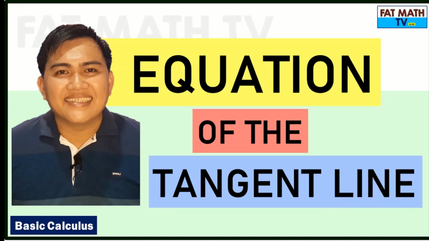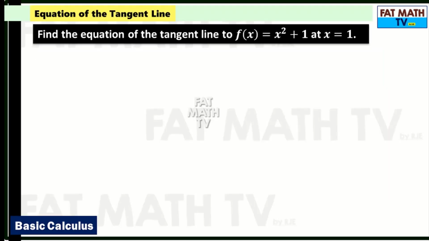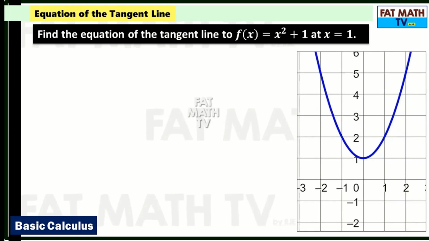Hello everyone. In this video, we will find the equation of the tangent line. For example, you are asked to find the equation of the tangent line to f of x equals x squared plus 1 at x equals 1. This is the graph of f of x equals x squared plus 1. That's a parabola with vertex at (0, 1) and opens upward.